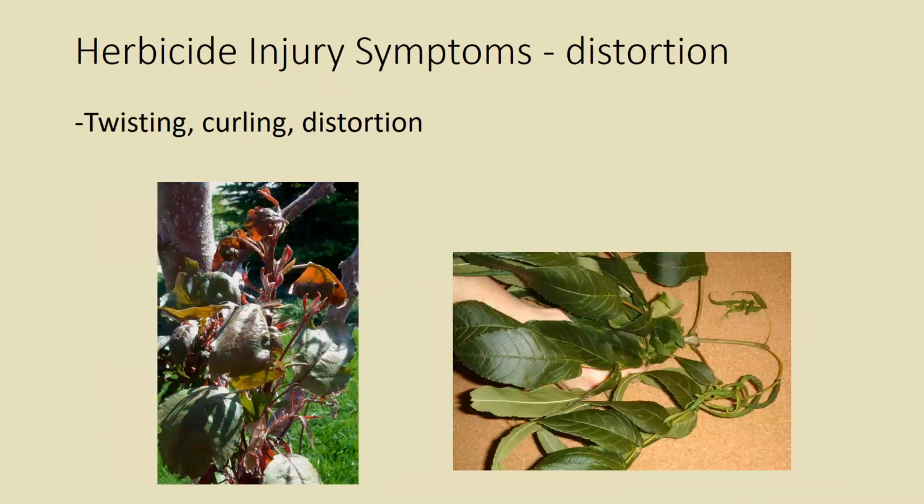Another symptom of herbicide injury is distortion. Although caused by herbicide, the plant on the right picture has symptoms that are consistent with a certain type of mite feeding, which is a biotic problem. And you've already seen powdery mildew and freeze cause distortion in plants.